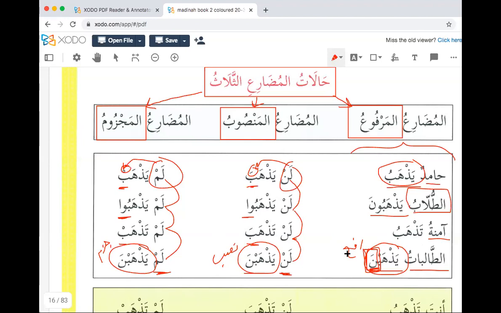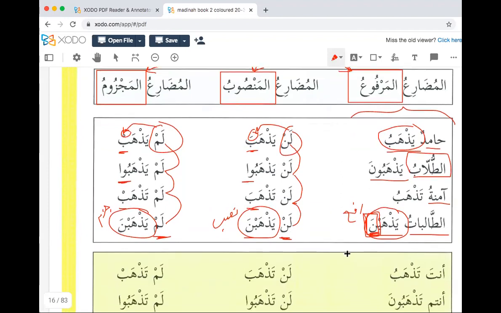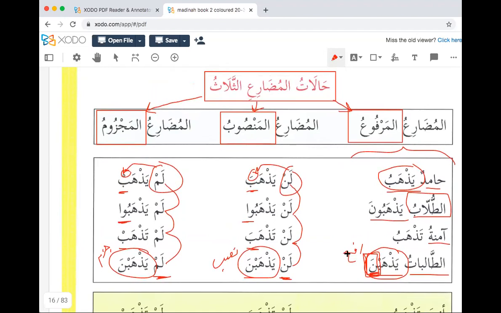Okay. What I would like you to do with these few examples we have over here: marfu' hamid yadhhabu, at-tullab yadhhabun, aminah tadhhabu, at-talibat yadhhabna. Very quickly, tell me inshallah please, what is the alama, the sign of being marfu' in this first example?